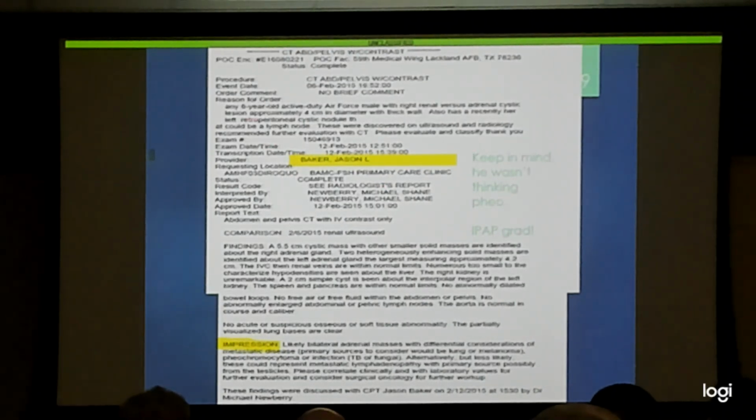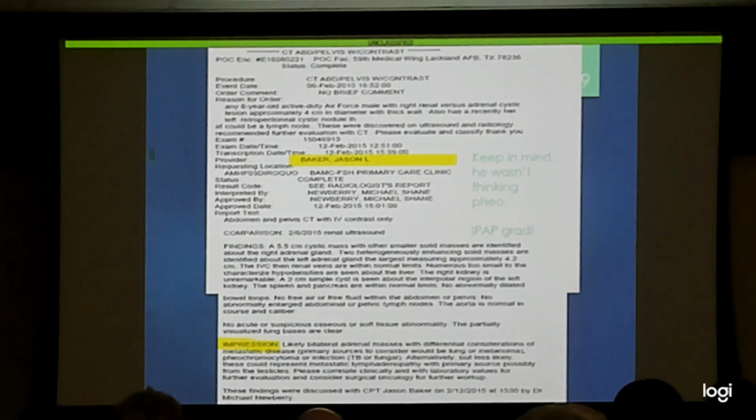Keep in mind, he wasn't seeing an endocrinologist. Why was I saying that? What's the top of it? What's the study? With contrast. With contrast. That could kill him. Thankfully he didn't die. He's good to go. With contrast. So don't do that.